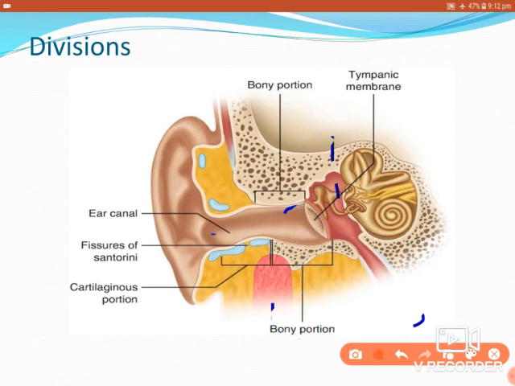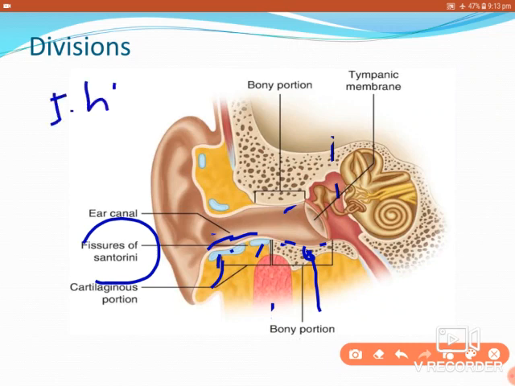Then coming to the antero-inferior part of this canal, see here at the antero-inferior of the cartilaginous part of the canal, you can see some gaps, these deficiencies. These are called the fissures of Santorini. In the bony part of the canal, sometimes there is a non-union of the bony components that forms a foramen. That is called the foramen of Huschke.